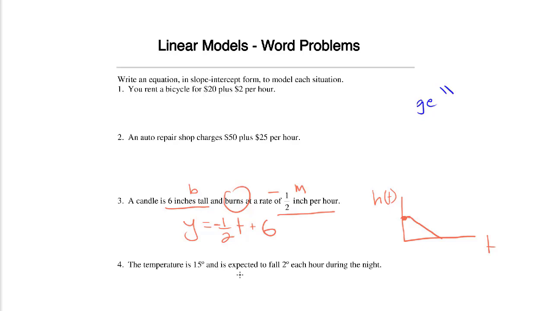The temperature is 15 degrees and expected to fall 2 degrees per hour. Here, it's y equals mx plus b. Our m is 2 degrees. It's falling, so that's negative 2 for the slope. And our intercept is 15. So the equation becomes y equals minus 2x, where x represents the hours, plus 15.